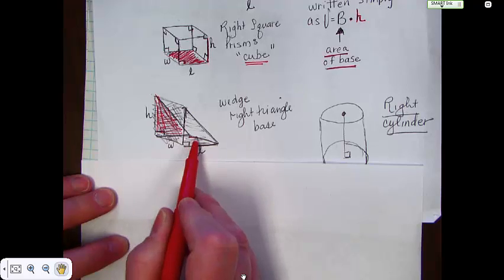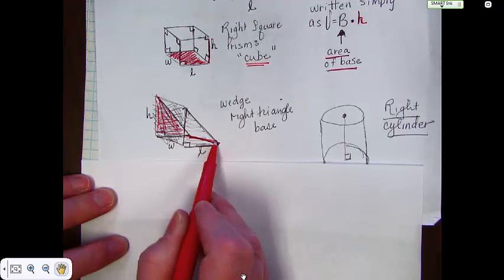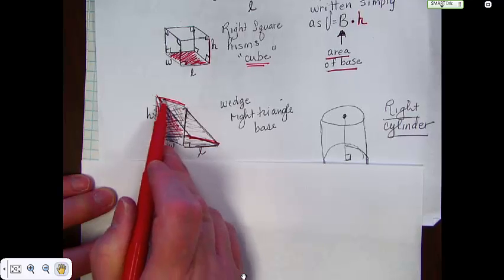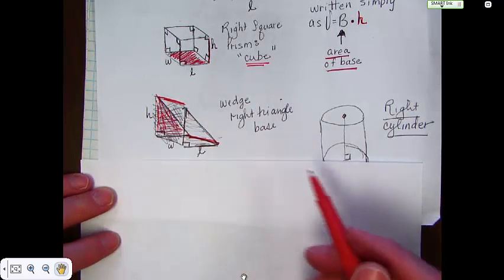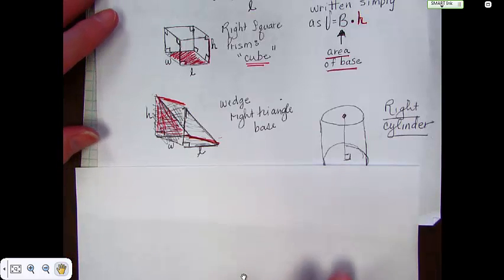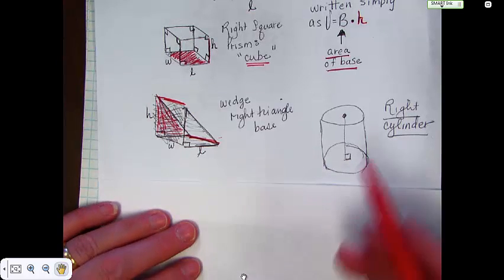then you would multiply it times the height here. This would be your height. Okay, so this is your base, this would be your height, and it would give you the volume of that particular figure. This is a right cylinder.